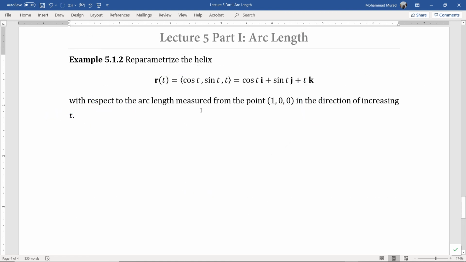Let's consider an example. We want to reparameterize the helix given by the vector function r of t with component functions cosine of t, sine of t, and t, with respect to the arc length measured from the point 1, 0, 0 in the direction of increasing the parameter t. So instead of using the parameter t, we want to use the arc length s as a parameter to describe the helix.